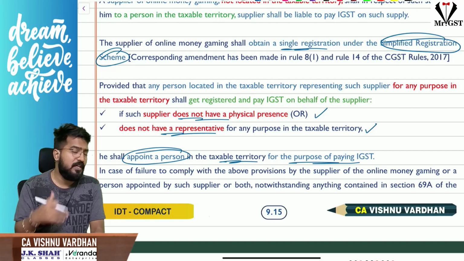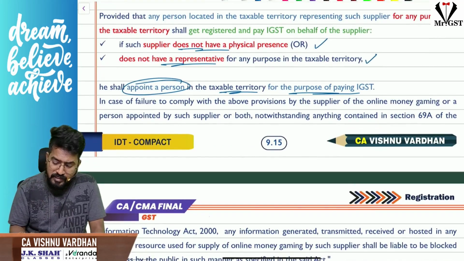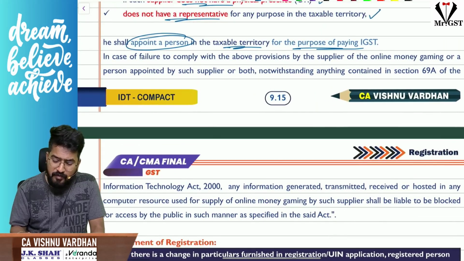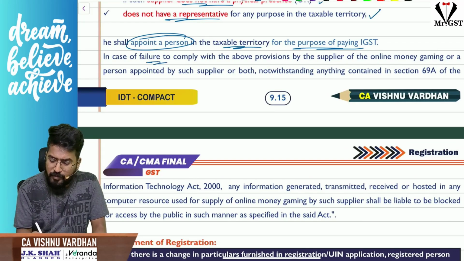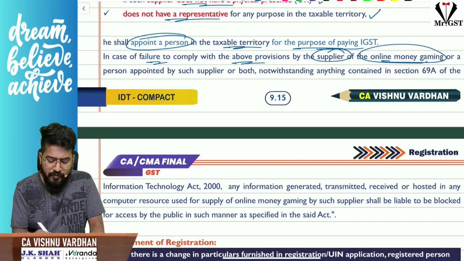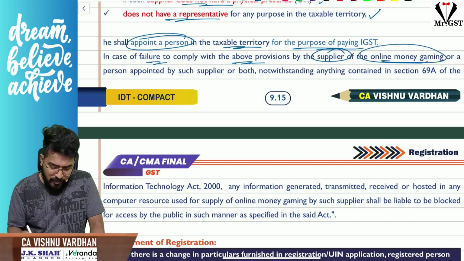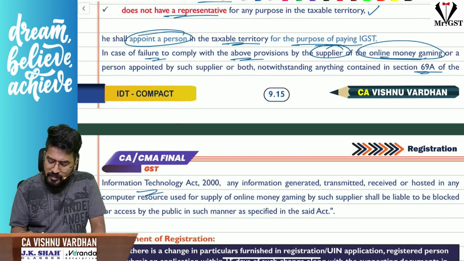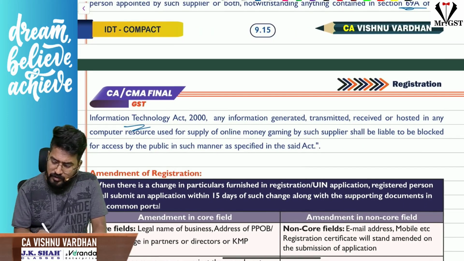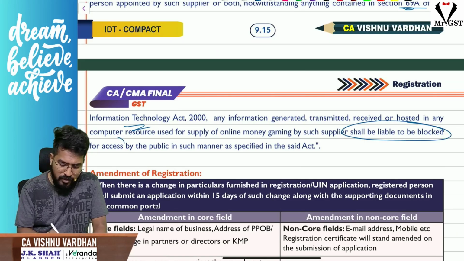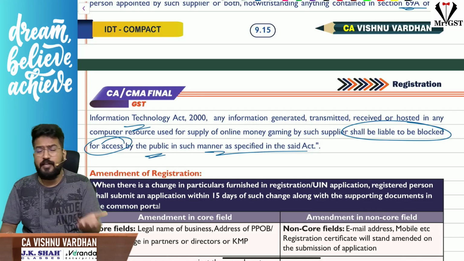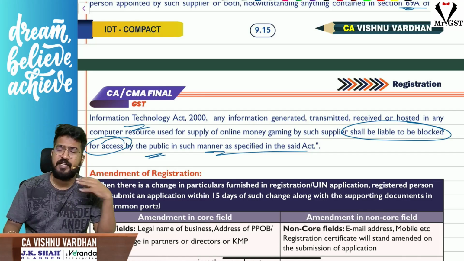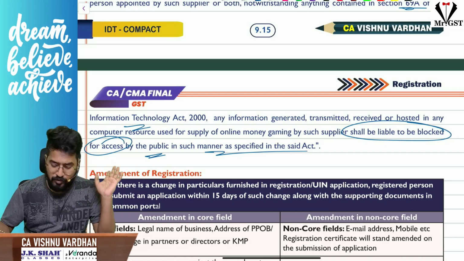If he is not taking registration and not paying taxes, obviously the Indian government will ban your application or the website, whatever you are using for providing this online money gaming. So in case of failure to comply with the above provisions by the supplier of online money gaming, as per Section 69A of the Information Technology Act, the information generated will be liable to be blocked for access by the public in such manner as may be specified in that Act. So if you are not following this and not paying tax, then your app or website will be blocked in India. That is the concept.